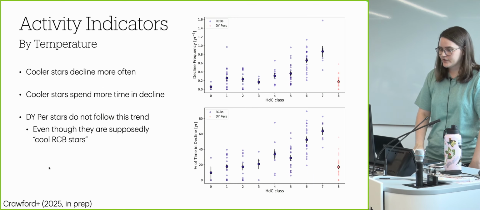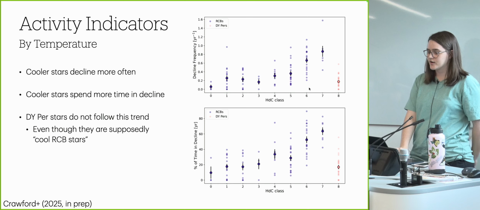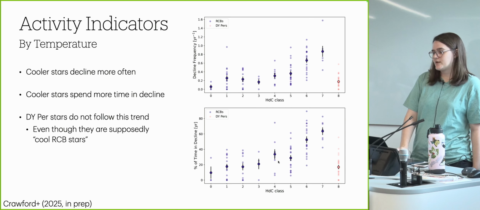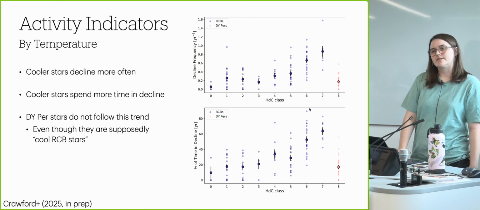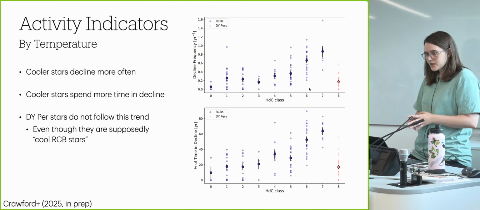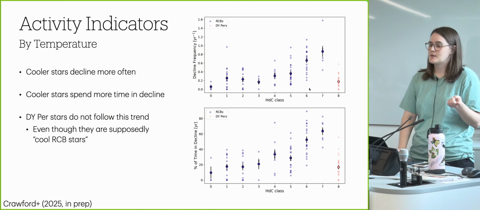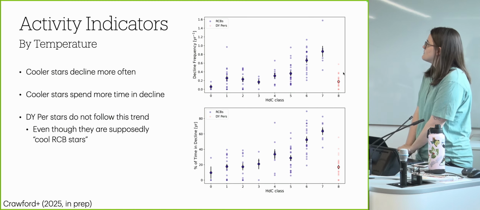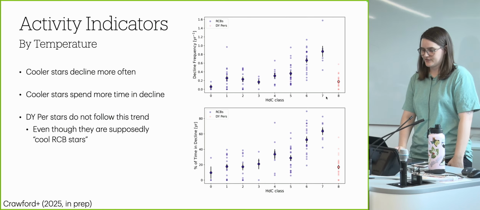Now we can also look at these as a function of temperature, which actually makes it more interesting, where you can see that the cold stars here, so the HDC 7s, have more frequent declines, and they also spend more time in decline in their light curve. This makes sense on a condensation temperature argument, wherein the cold stars should be more likely to form dust. What's interesting about this is that the DY Per stars, which I said might be cold RCB stars, according to some people, don't follow this trend. So they don't look like cold RCB stars in a dust sense. We don't know why that is, but it's something we found here, which we weren't necessarily expecting.